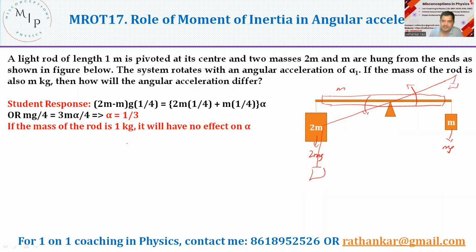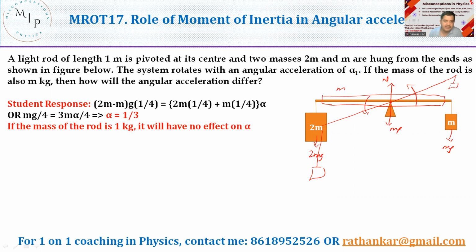Now, the student response given here is that when the system is rotating about the center, it rotates like this, so it doesn't matter what the mass of the rod is, because the pivot is at the center. The entire mass of the rod, whether it is 1 kg, 2 kg, 10 kg, whatever it is, is going to act here, and the normal force is also going to act over here. So the normal force balances the mg and hence it does not have any effect on the angular rotation. Okay, this is what he does.